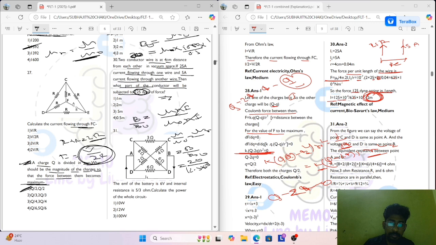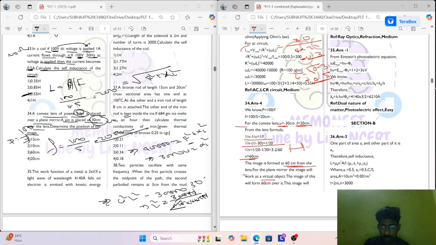U is given as 30. For convex lens, 1 by v minus 1 by u equals 1 by f. In case of convex lens, f is positive, u is negative, right? Now put these values, you will get the value of v, that is equal to 60. The image is formed at 60 centimeter from the lens. Now you know for a plane mirror the object distance is equal to image distance, u equals v, right? The image will form 60 centimeter over it. The image will be a virtual image, right?